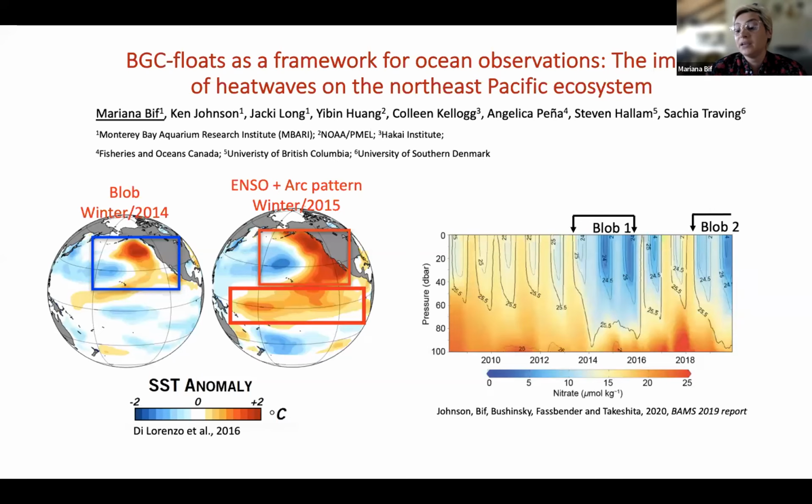And you're going to see that these two marine heat waves produce a very similar impact on POC production and export, but not quite what we imagined.